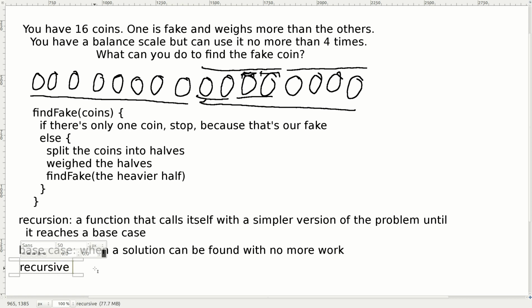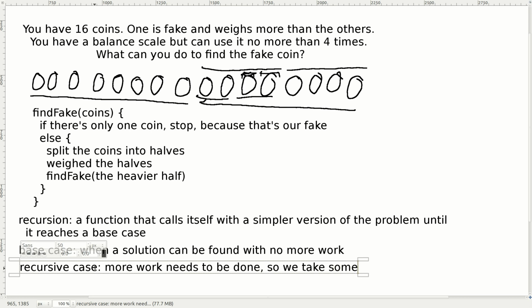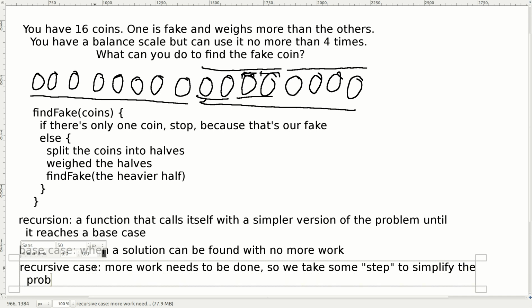So a recursive case is basically the opposite of the base case. It's when more work needs to be done to find a solution. So we take some step to simplify the problem and then call recursively with that simpler version of the problem.